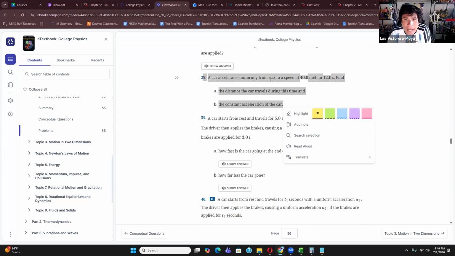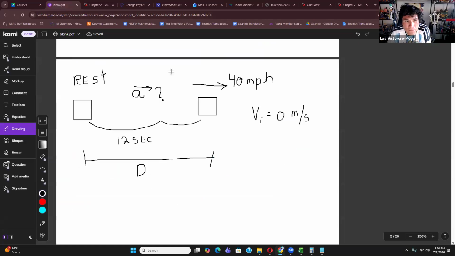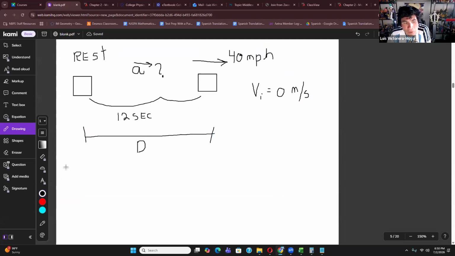So it says a car accelerates uniformly, meaning constant acceleration, from rest to 40 miles per hour in 12 seconds. Find the distance the car travels and the acceleration of the car. And the situation is here. So, how will you do that? You want to find the distance d, and you want to find the acceleration.